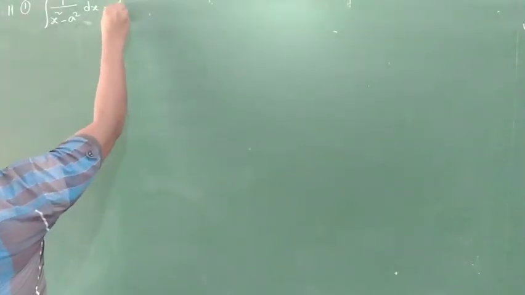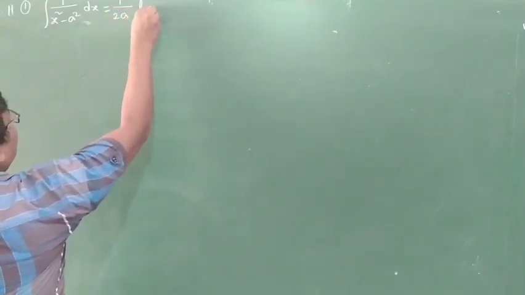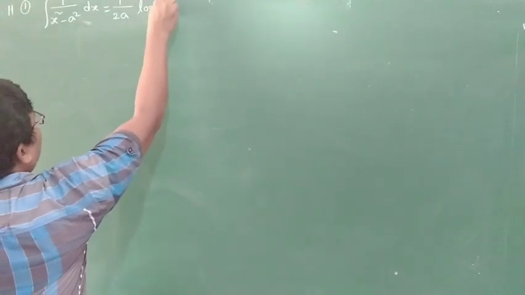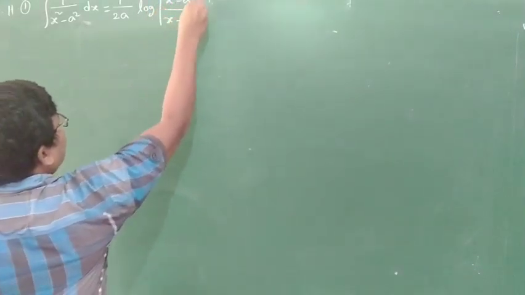First one, integral 1 by x square minus a square dx is equal to 1 by 2a into log mod x minus a by x plus a plus c.